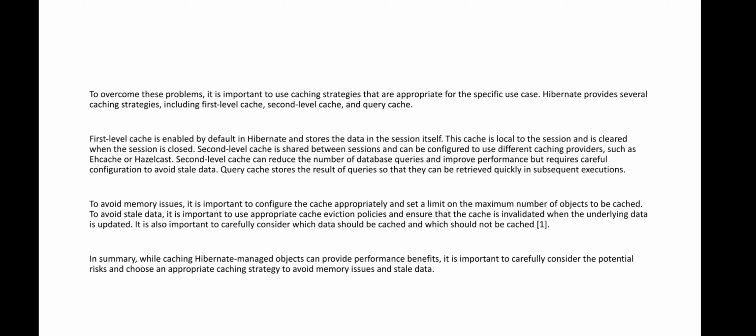To avoid memory issues, it is important to configure the cache appropriately and set a limit on the maximum number of objects to be cached. To avoid stale data, it is important to use appropriate cache eviction policies and ensure that the cache is invalidated when the underlying data is updated. It is also important to carefully consider which data should be cached and which should not be cached. In summary, while caching Hibernate-managed objects can provide performance benefits, it is important to carefully consider the potential risks and choose an appropriate caching strategy to avoid memory issues and stale data.